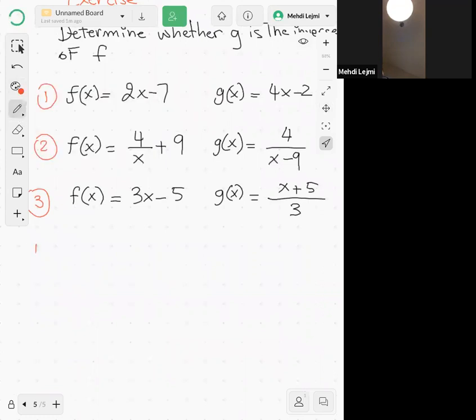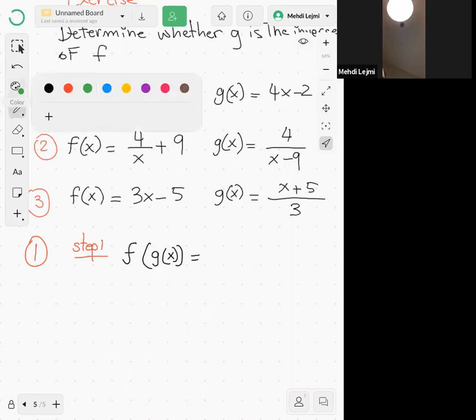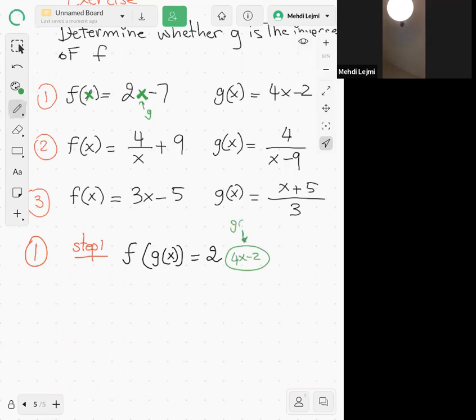So for number one, step one, we have to check f of g of x, or f composed with g. So we need to substitute this x here with the g. So that will be 2 times g, so 2 times 4x minus 2, right? That's my g of x. And then there's this minus 7. So here's my minus 7. So f of g of x.